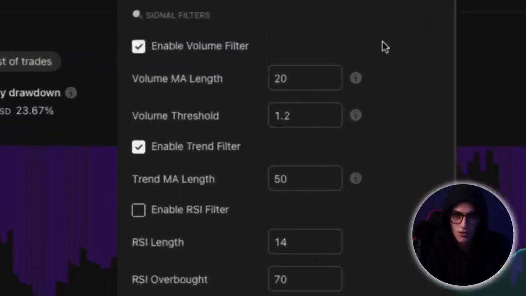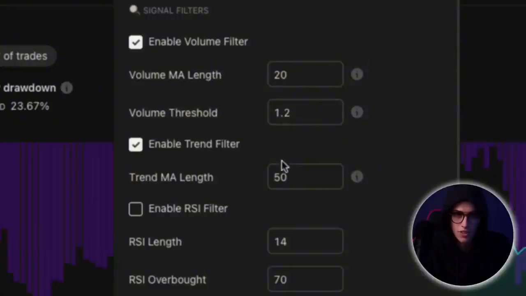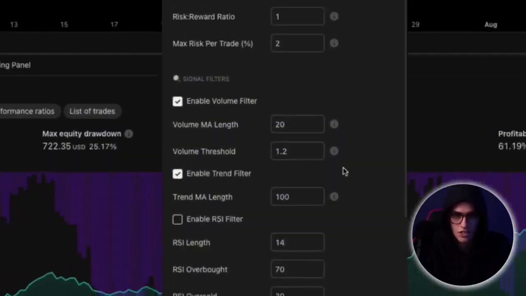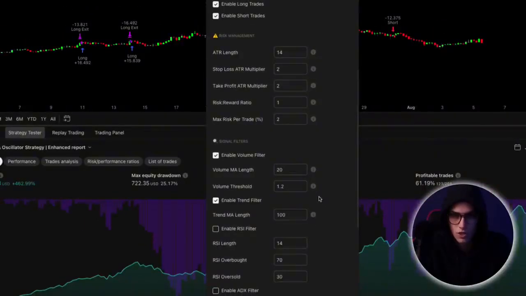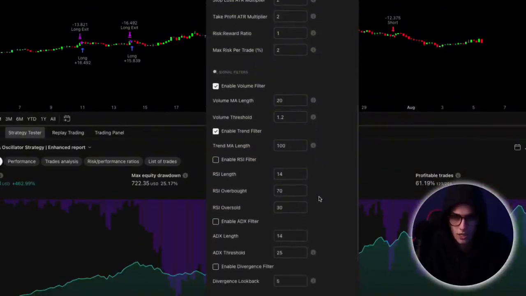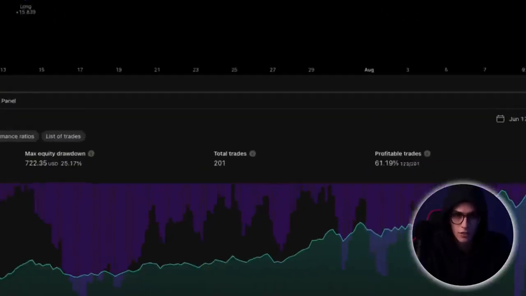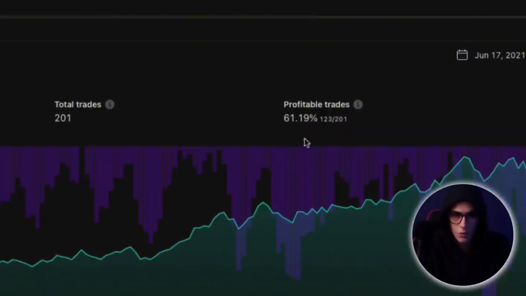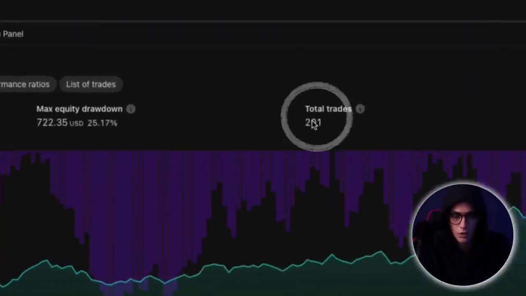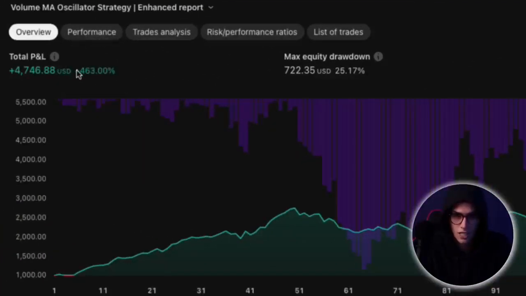Finally, I adjusted the trend filter value, pushing it from 50 to 100. This made the trend bias stricter, only allowing trades in stronger directional markets, which reduced noise and added more structure to the system. And just like that, with a few thoughtful changes, the results spoke for themselves. The strategy now had a 61% win rate out of 201 trades, with a total net profit of over 460%. That's on the same 4-hour Solana chart.